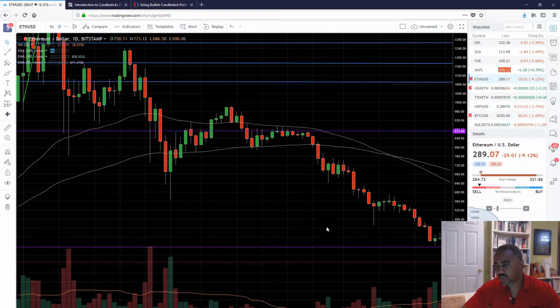Now, what I want to draw your attention to is what immediately jumps at my eyes: volume. The volume spikes right here, meaning that bulls are stepping in to buy. Now, does that mean I jump in and buy? No, it does not. But it does mean that I'm going to start to pay attention in the next couple of days and see what's going to happen. Is this a possible reversal of a trend?